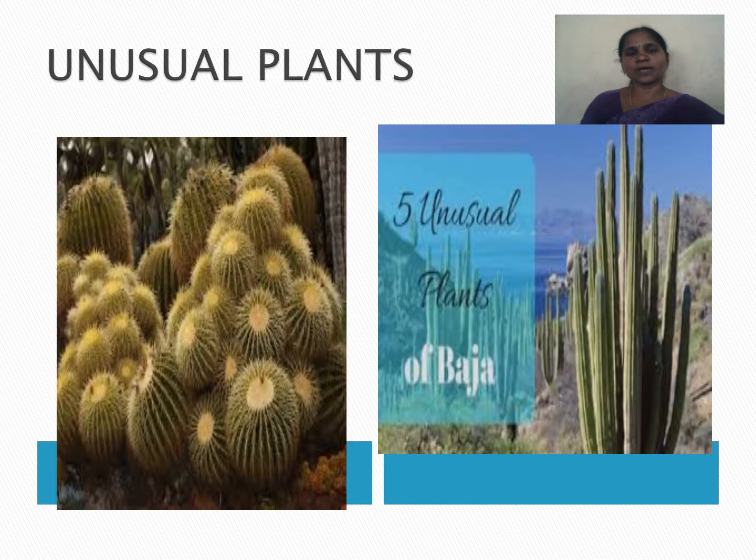These are unusual plants which we can find in desert areas. They need very little water. Do you find any leaves in this picture? Observe it. No, there are no leaves in these two pictures. There is only the green stem. The green stem contains chlorophyll and prepares food for the plant. It has a very juicy and fleshy stem.